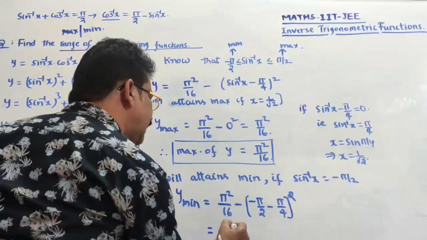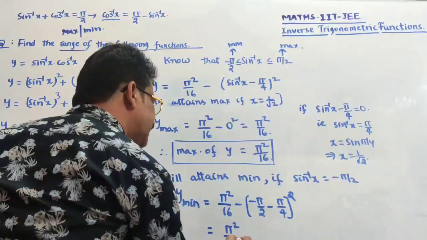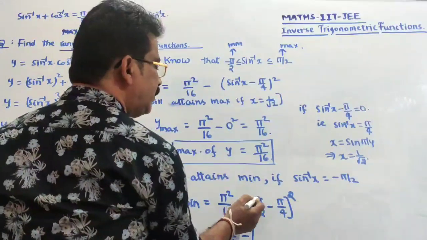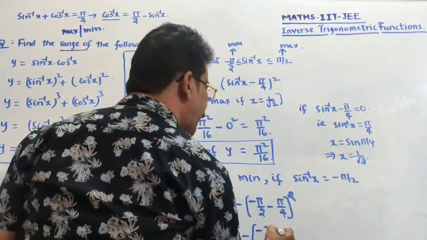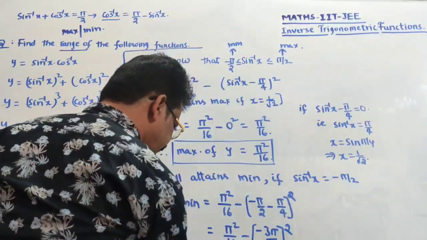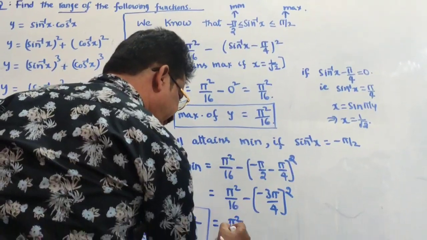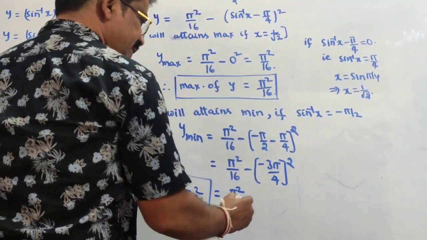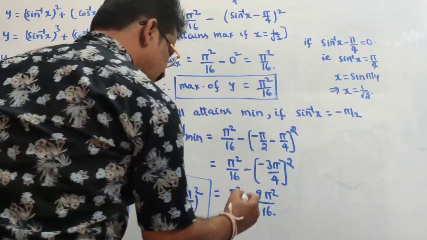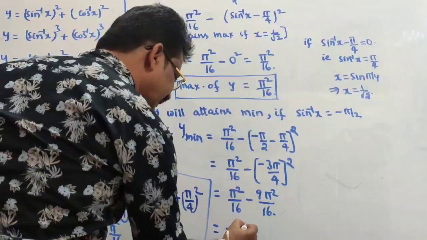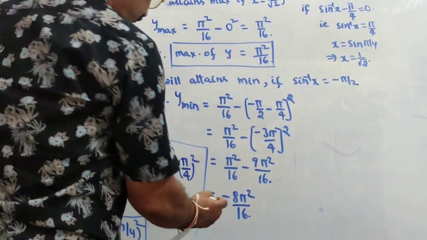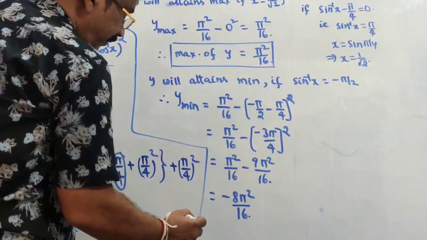So that is equal to pi square by 16 minus, this is 2, means minus 3 pi by 4 whole square. So that is equal to pi square by 16 minus 9 pi square by 16. So that is equal to minus 8 pi square by 16. So this is the minimum value of y.